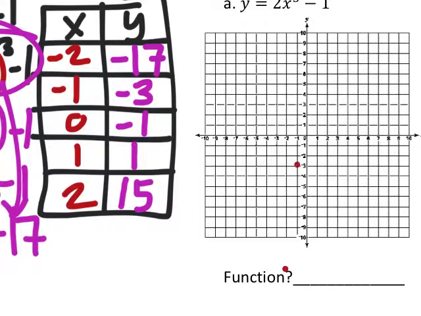-1, -3 is right here. I can make that just a little bit bigger for you guys so that you can see that. At 0 we get -1. When x is 1, y is 1 right here. And then we'd have 215, which would be way up here, okay? So now all I need to do is make a line, and we can see from these points that it's going to come up like this. It's going to curve just a little bit and then come up here.